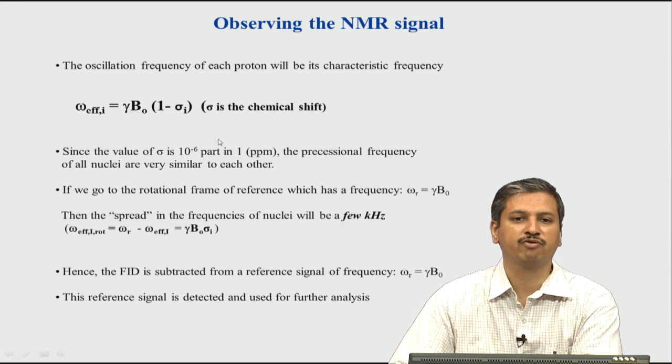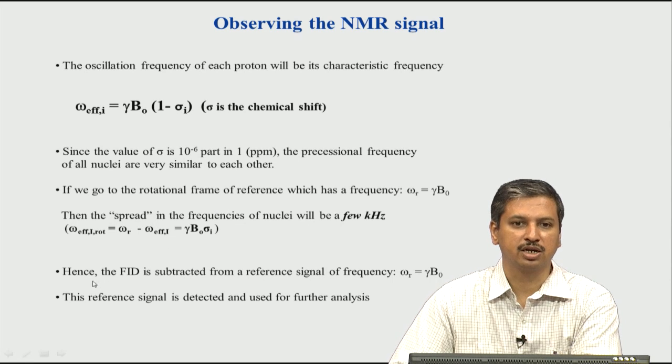But what is important from an FID point of view is that this FID, which I showed in the last slide, consists of oscillations. And where are these oscillations coming from? The oscillations are coming because different atoms in the same molecule have different frequencies. Therefore, they will have different oscillations, and all these oscillations are captured together in a single FID.